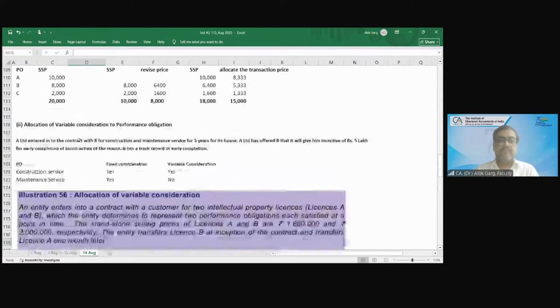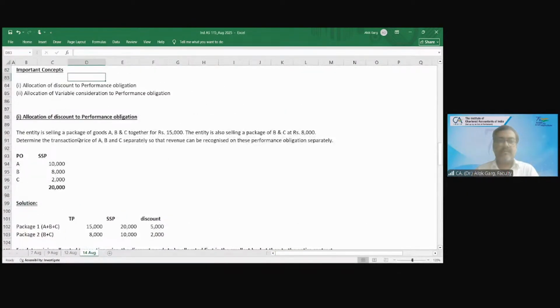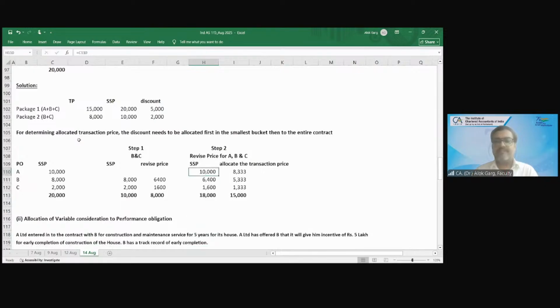Sir, here the standalone selling prices of B and C are two. Yes, B is 8,000, C is 2,000, and the total value of B and C put together is 8,000. Sir, the revised standalone selling prices of B and C are two. No, we will take the last one, the step 2 one. So this is the revenue for B and C. Initially the standalone selling price for B and C was 8 and 2. Then it is revised to 6,400 and 1,600. Now it will be revised to 5,300 and 1,300. So this is the final.